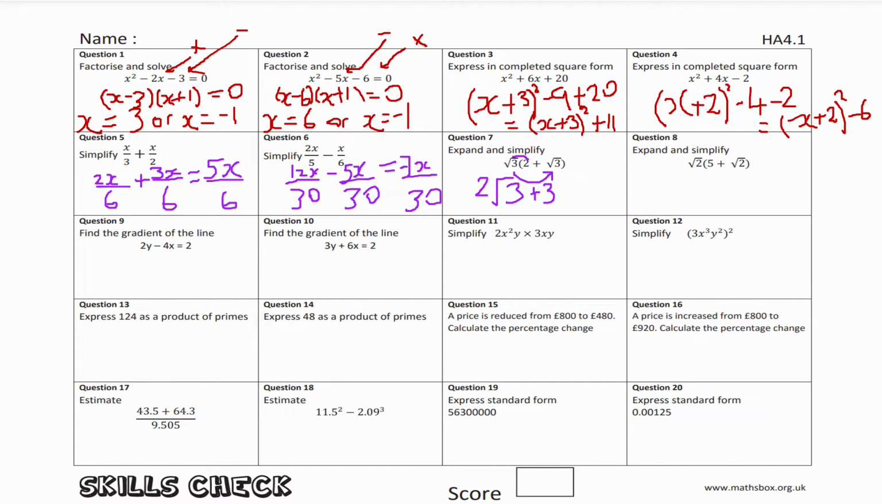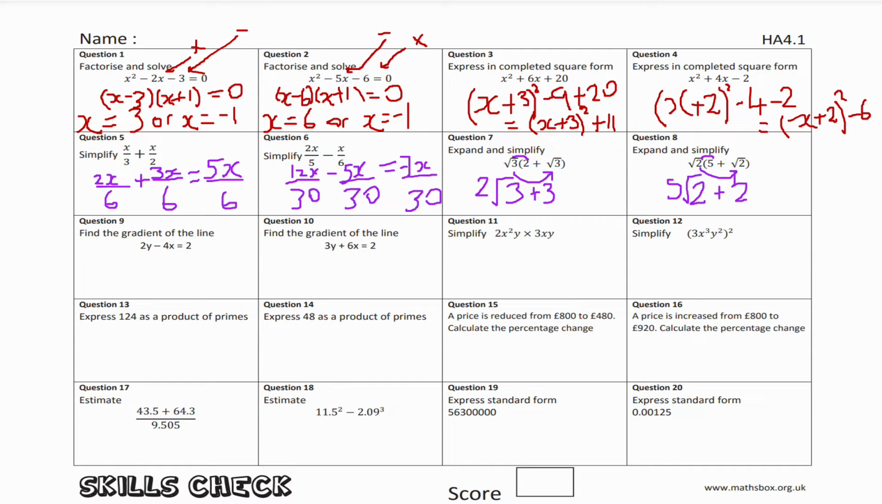This is question number 8. Expand and simplify this single bracket involving surds. Root 2 times 5 is 5 root 2. And root 2 times positive root 2 is positive root 4, which is going to give me 2, because the square root of 4 is 2, so it's 5 root 2 plus 2. Okay, and that would also appear on a higher tier only.